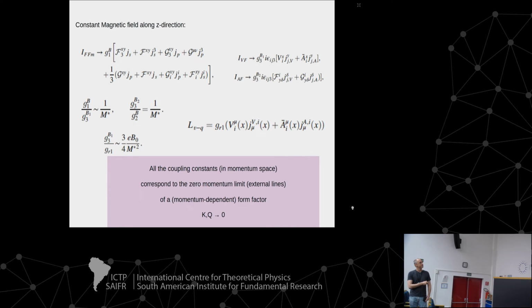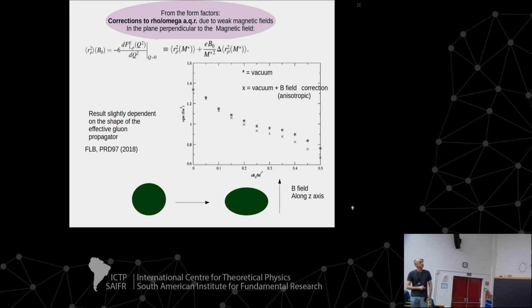And then these coupling constants, in fact, are not just coupling constants. They correspond to the zero momentum limit of form factors. So with this, we can also extract average quadratic radii for the light mesons. This is an example of the rho average quadratic radius, extracted in the usual way, with its contribution in the vacuum and its contribution due to the magnetic field. So this is the value of the average quadratic radius.